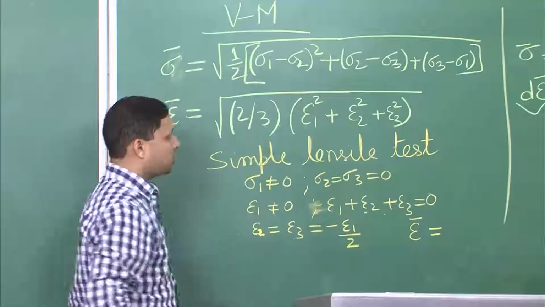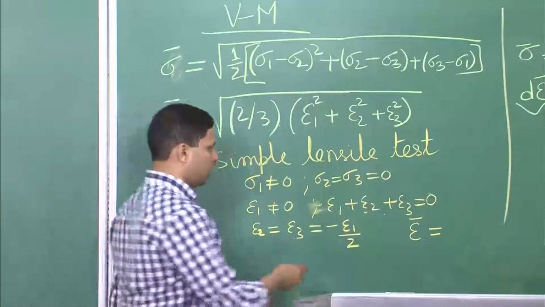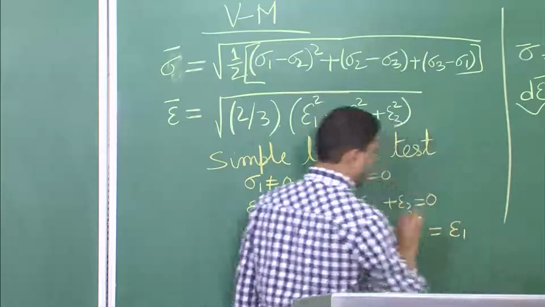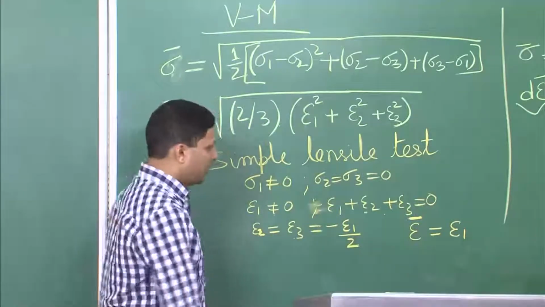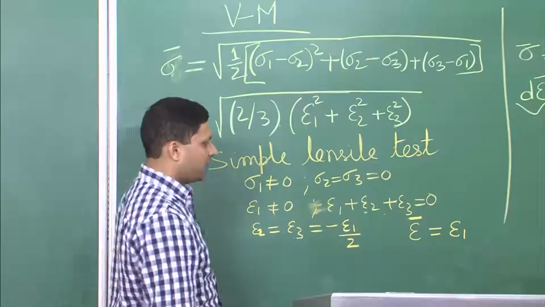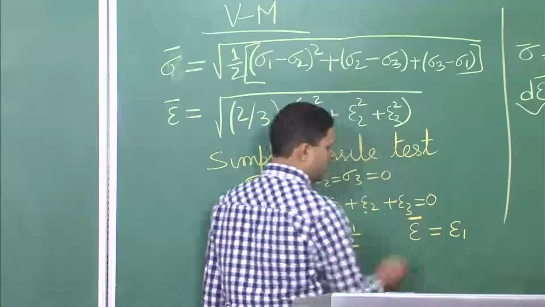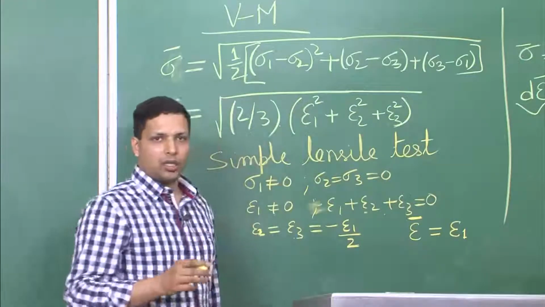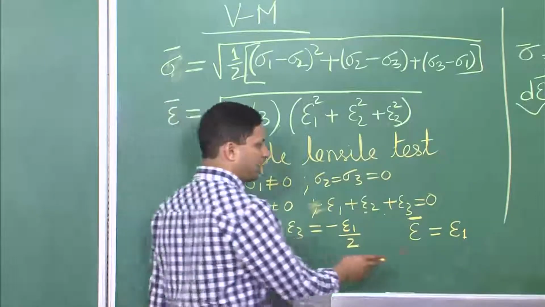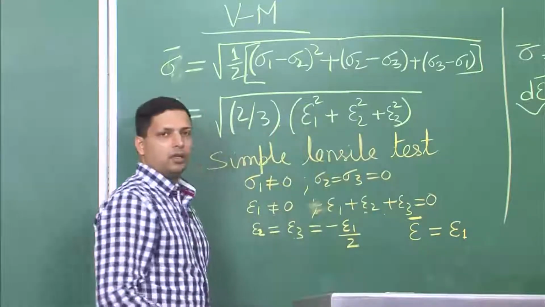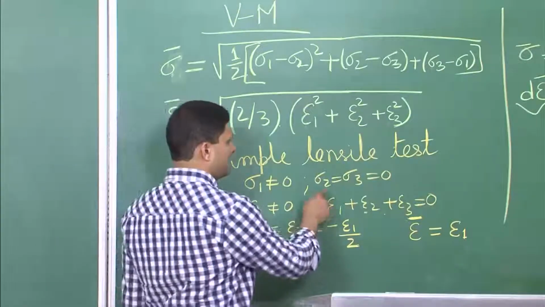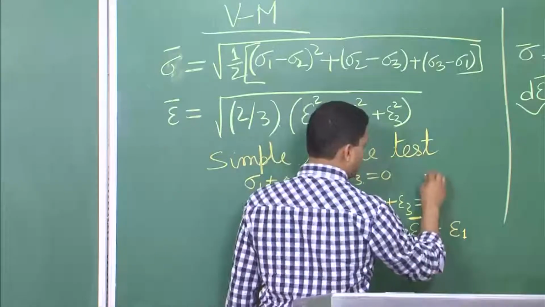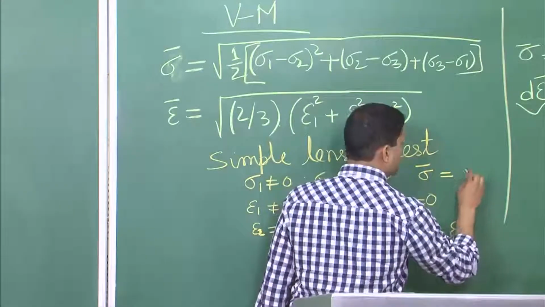So you are left with square root of epsilon 1 square. Therefore, effective strain comes out to be epsilon 1. So you see, in our simple tensile condition, epsilon bar is coming out to be equal to epsilon 1, which is the primary strain. Although the other two strains exist, the effective strain is actually coming out equal to the primary strain. And since sigma 2 and sigma 3 are 0, you put it over here, and what you get is that sigma bar is equal to sigma.